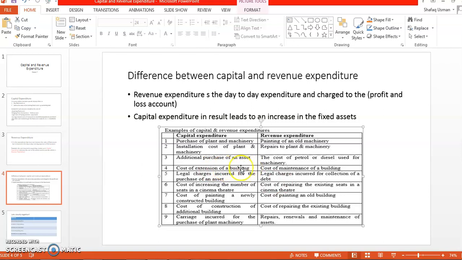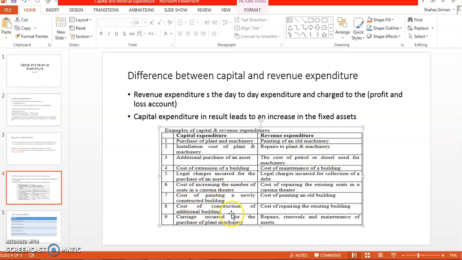Then cost of extension to a building. So let's say we have our school building. Everybody knows what a school building looks like. The principal decides to add another wing. So it means you are extending your building. So that is capital expenditure. The value of your building is increasing. But cost of maintenance of a building, painting, cleaning, doing the repair work. That's it, revenue expenditure.